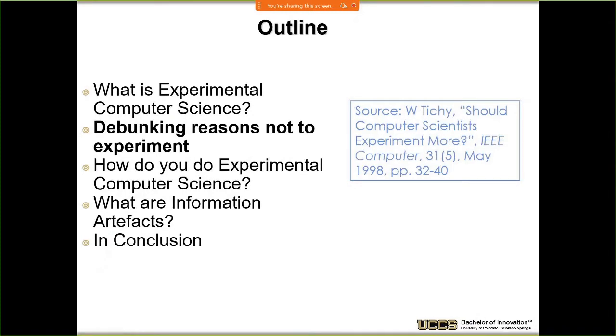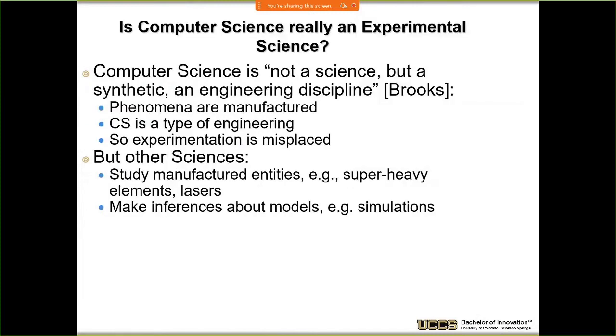So the next thing I'm going to talk about is from a relatively old article, why computer scientists should experiment more. And it's really looking at reasons not to do experimentation. So I want to sort of hit a bunch of those things. Is computer science really an experimental science, right?